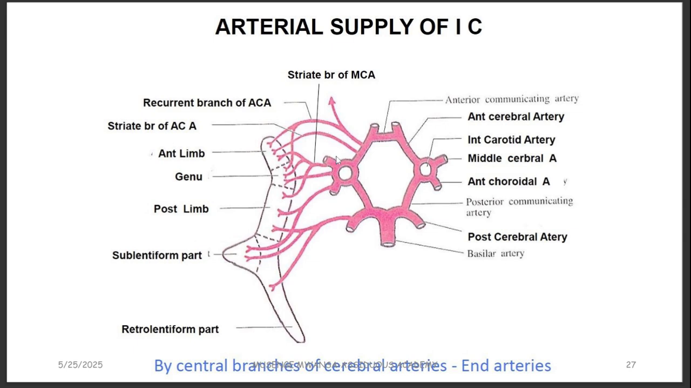Take note that the middle cerebral supplies three parts: anterior limb, genu, and posterior limb. And then what else supplies three parts? The posterior cerebral also supplies three parts, but those are the posterior parts: the retrolentiform part, sublentiform part, and the posterior limb. The anterior choroidal supplies two parts: sublentiform and posterior limb. A direct branch of the internal carotid will supply the genu. So that is the blood supply to the internal capsule.